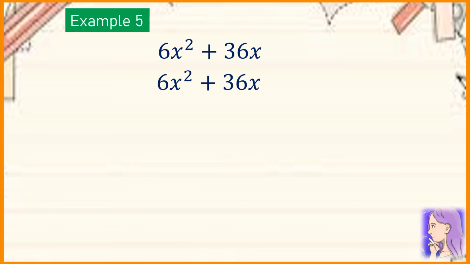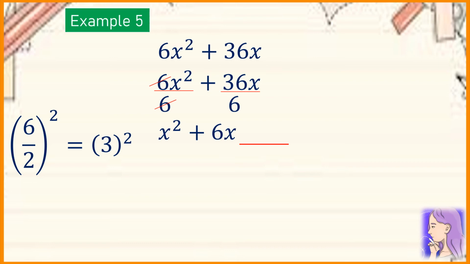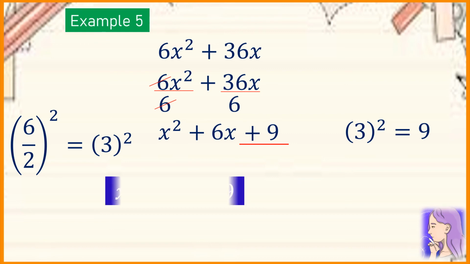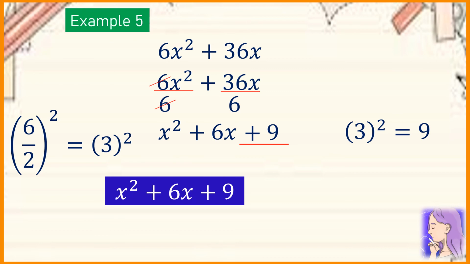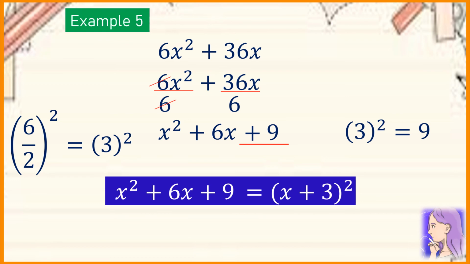Now, let us have the last one, example number 5, 6x squared plus 36x. In here, since we have a numerical coefficient of 6 in x squared, we are going to get rid of it by dividing by 6. So we cancel and cancel. So we get x squared plus 6x because 6 divided by 6 is equal to 1. And then we can complete it already. Take a look at the coefficient of the middle term, which is 6. So 6 divided by 2 is equal to 3. Then squaring 3, we have 9. So 3 squared is equal to 9 because 3 times 3 is equal to 9. So we have the constant term or the last term plus 9. So we get the perfect square trinomial x squared plus 6x plus 9, which can be written as (x plus 3) squared.